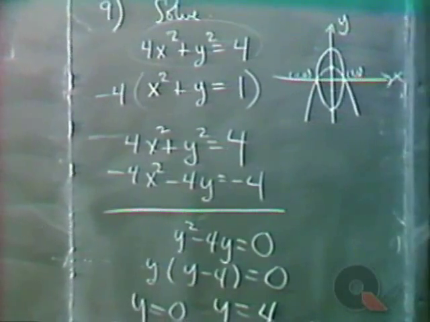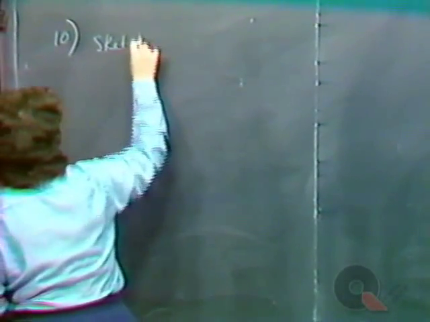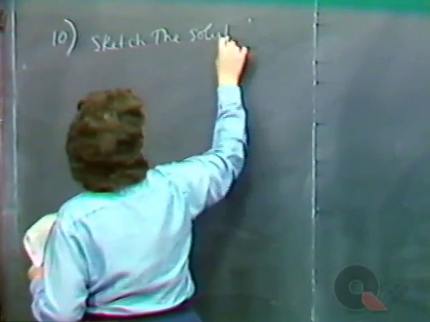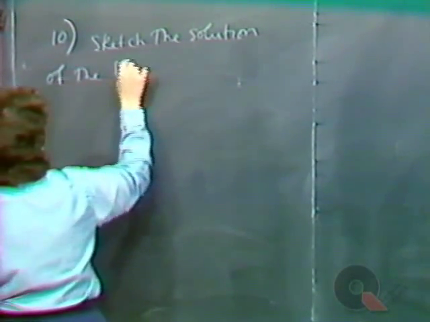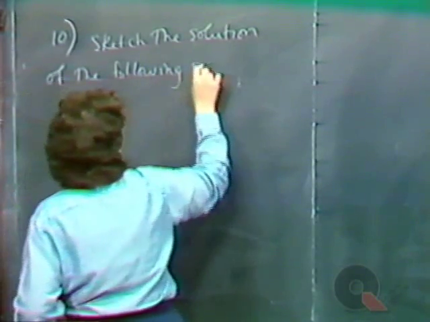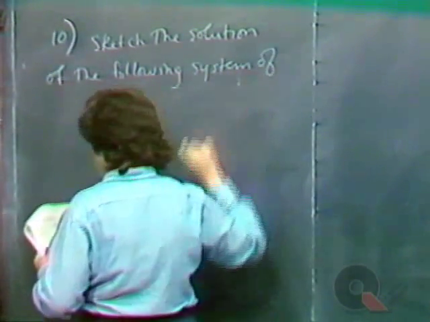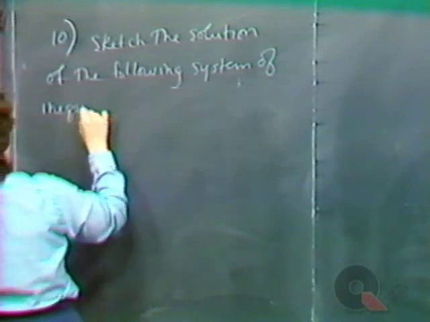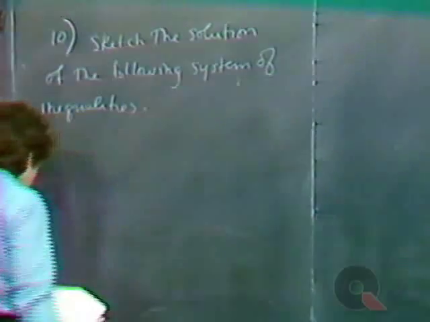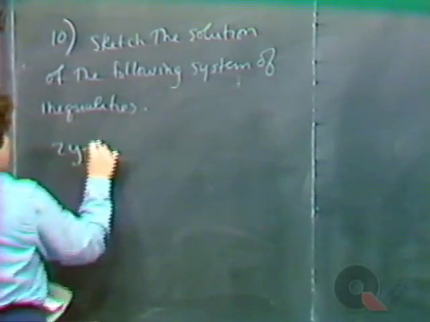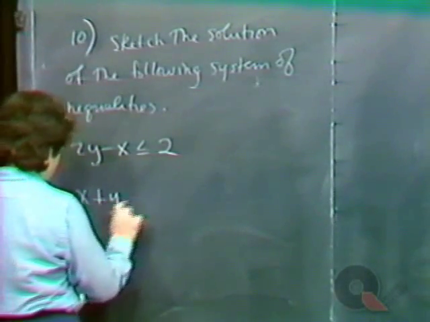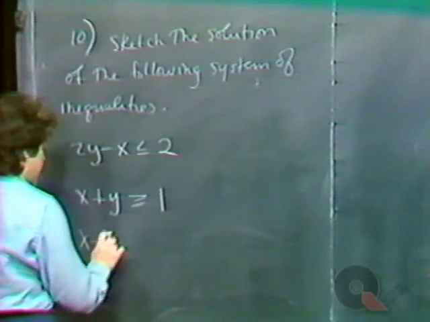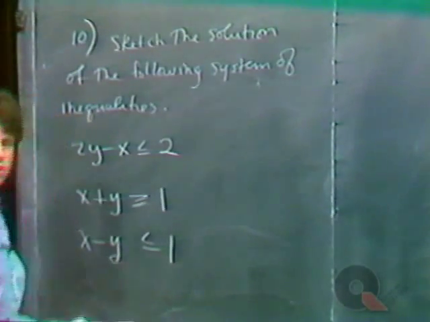Okay, in example number 10, we want to sketch the solution of the following system of inequalities instead of equations. And we have 2y minus x is less than or equal to 2. X plus y greater than or equal to 1 and x minus y less than or equal to 1.